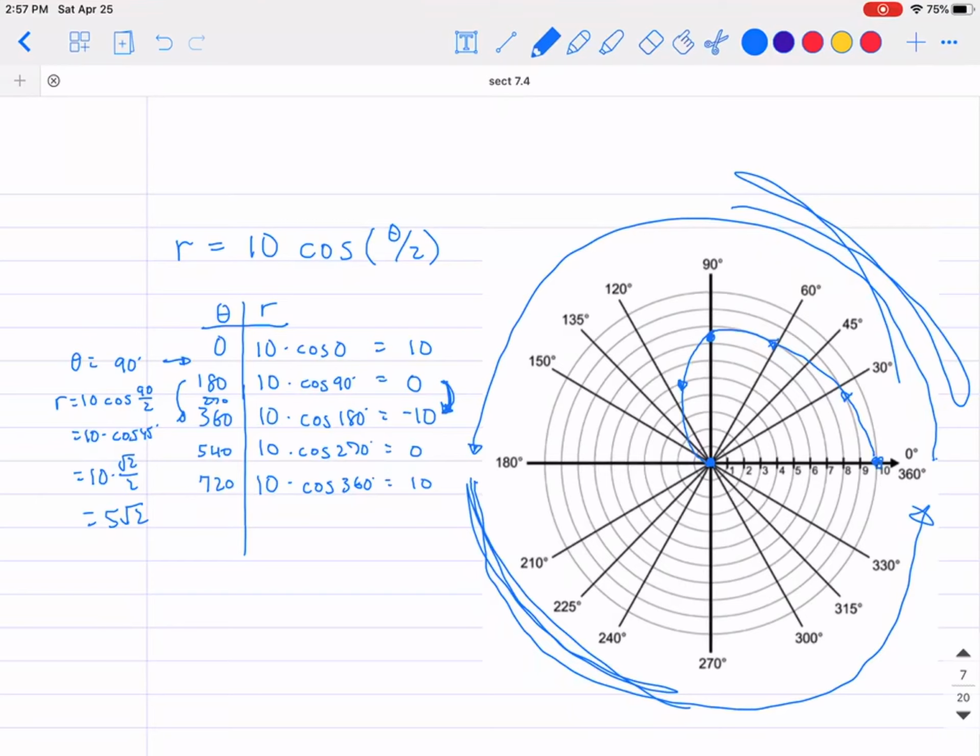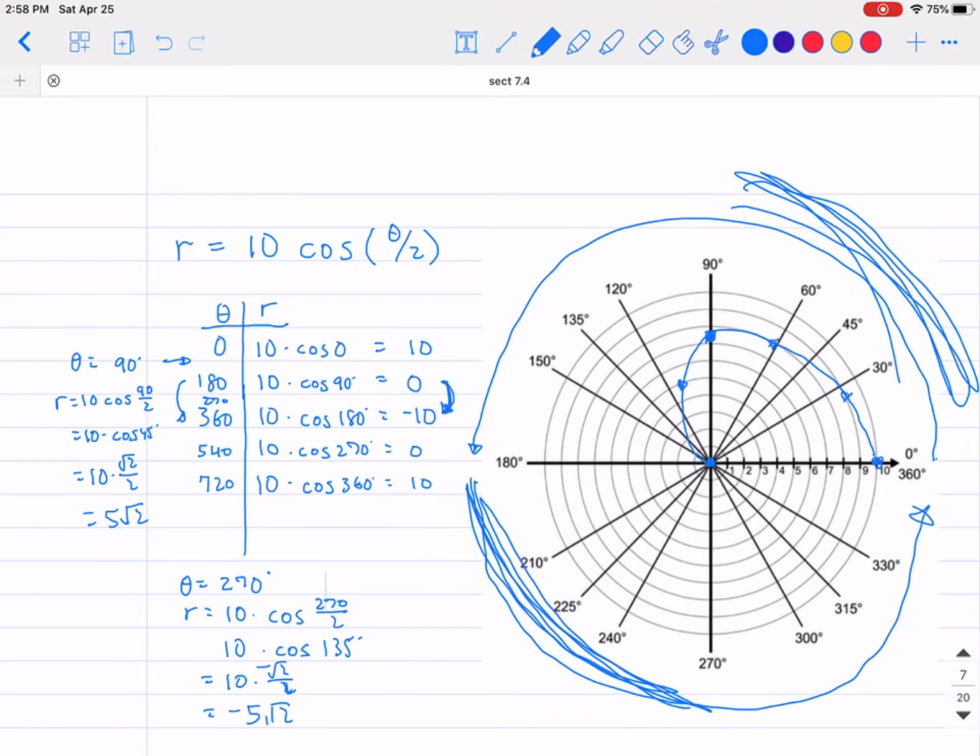And just like before, if I sneak in 270 degrees, I am pretty sure that is going to give me an r value that is going to be the negative of 5 root 2, what we just came up with earlier. So that is going to go back to this point over here. Let me just write that out so you can see it. When theta is equal to 270 degrees, we have r is equal to 10 multiplied by the cosine of 270 divided by 2. So that's 10 multiplied by the cosine of 135. So that's 10 times root 2 over 2, but negative. So that's negative 5 root 2.